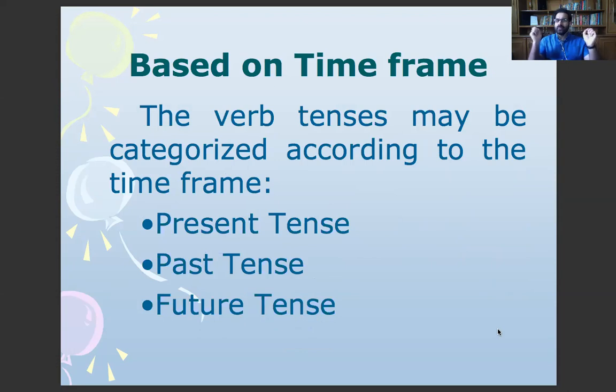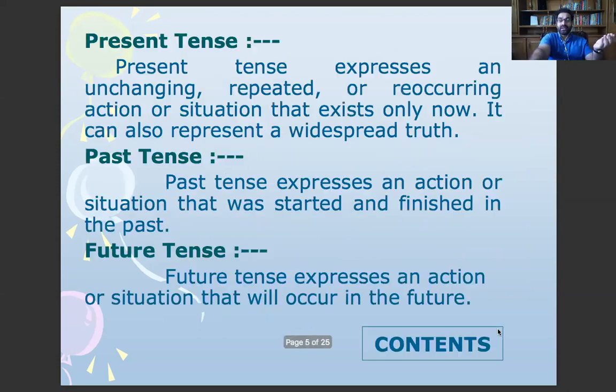So these are basically 3 tenses, but there are some aspects of that, which I need to talk about. Based upon the aspect, they have variety as well. But what is present tense? Present tense expresses an unchanging, repeated, or reoccurring action or situation that exists only now. It can also represent a widespread truth as well. And the truth is basically universal. That can be present, past, and future as well.